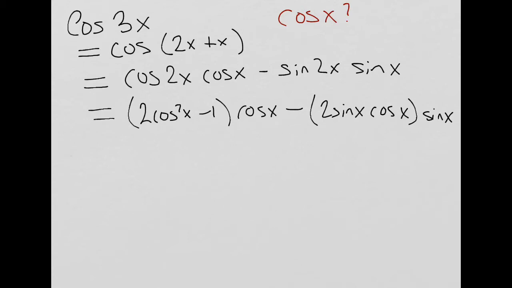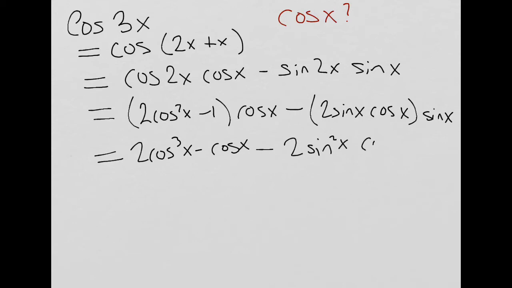Suppose I only know the cosine, right? I don't know what the sine is. I could draw the triangle and figure it out, but it'd be great if I could turn this just into things involving cosines so that I wouldn't have to worry about it. And it actually works out pretty well, because if I keep going from here, a little distribution here and here, I'm going to get 2 cosine cubed x minus cosine x minus, and again, just distribute to multiply everything together here, I'm going to get 2 sine squared x cosine x.